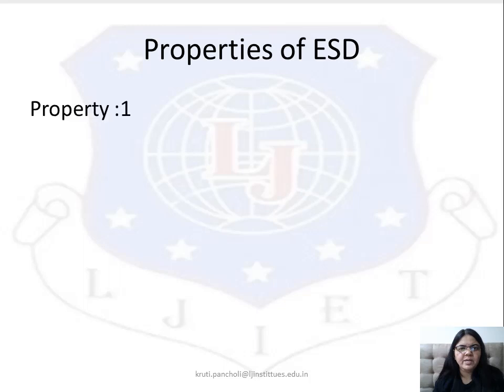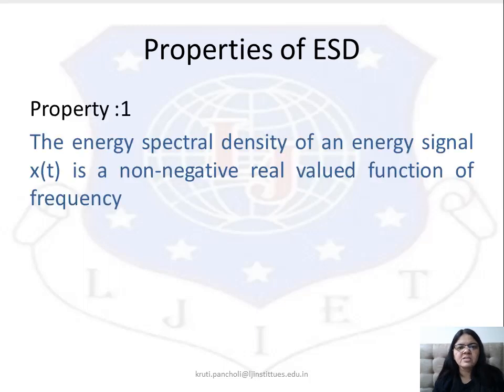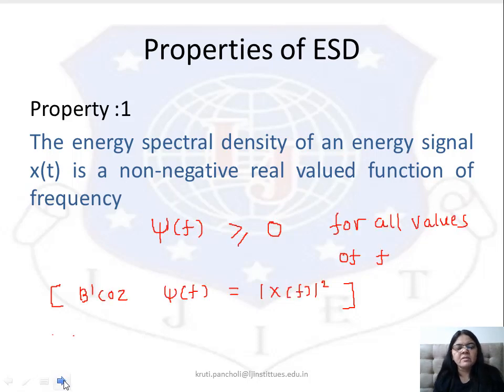The first property is that the energy spectral density of an energy signal x(t) is a non-negative real valued function of frequency. It means your psi(f) value is always greater than or equal to 0. Why? Because here we take the modulus of X(f) and square it, so it always gives us a positive value.